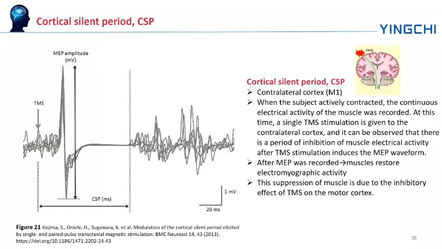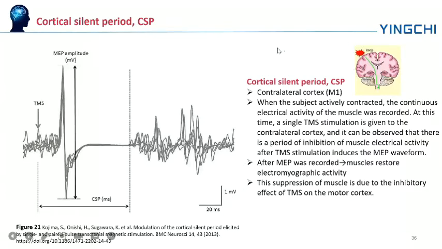So for the silent period, first is the cortical silent period. So this is the CSP. It is measured when the subject actively contracts, and the continuous electrical activity of the muscle is recorded. And at this point, a single pulse TMS stimulation is given to the contralateral cortex, as you can see here.